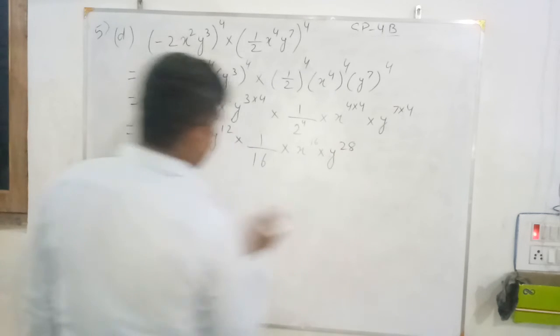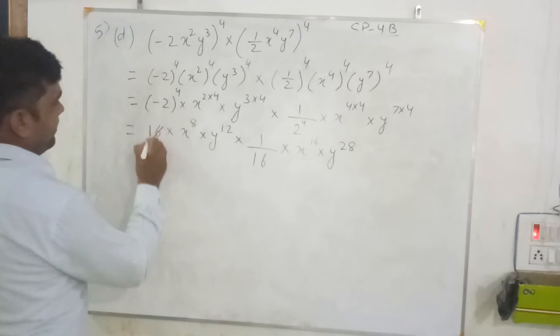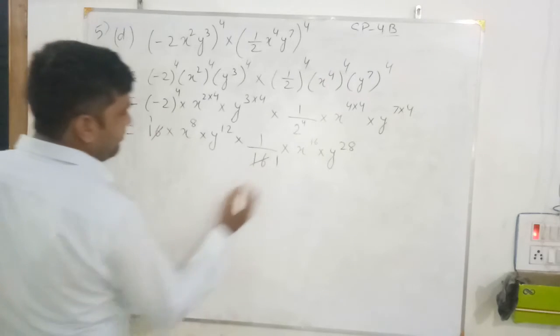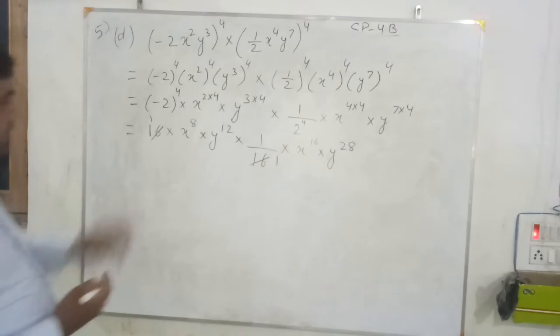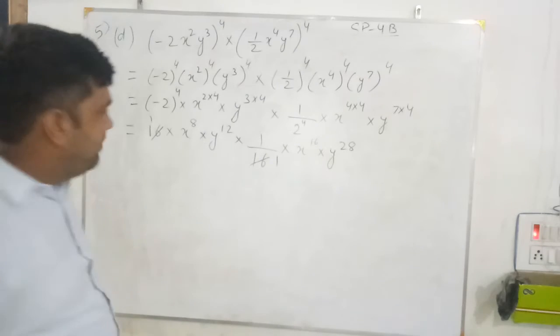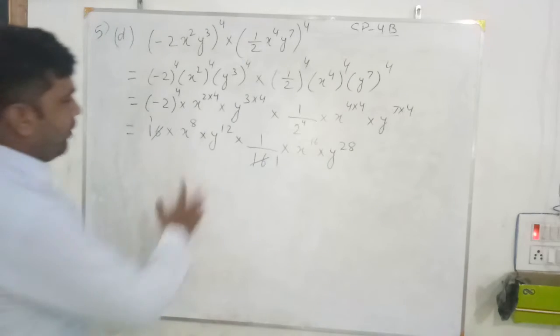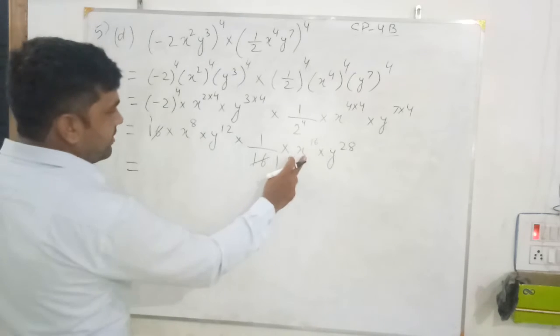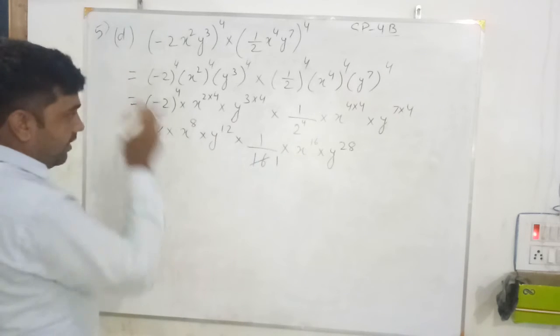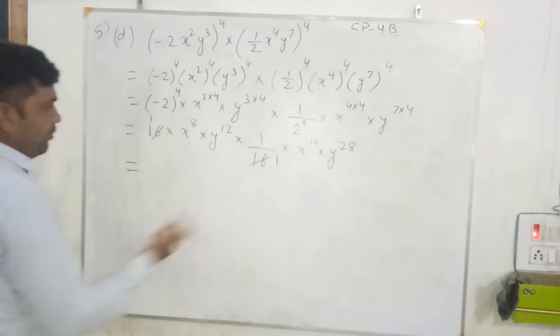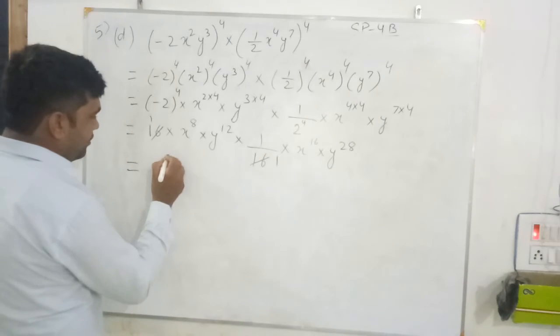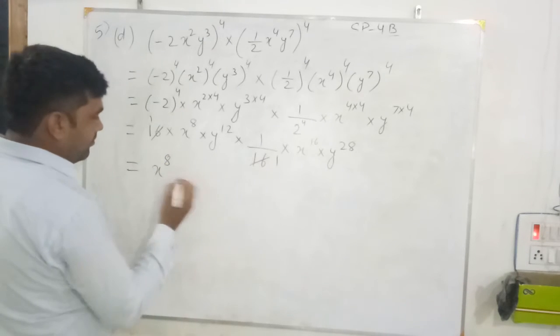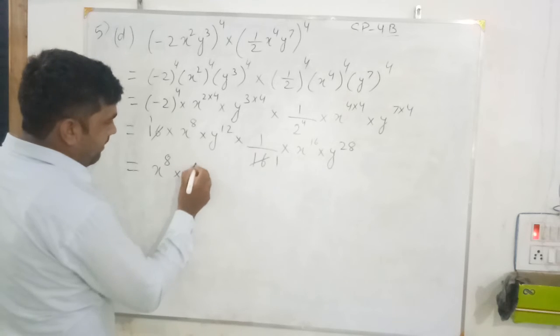Now you can see this 16 is cancelled with this 16 one time, because this is at the numerator place and this is at the denominator place. That is cancelled. Now what you have found here: x to the power 8 and x to the power 16, both are multiplied and the base is same. So now you can arrange it: x to the power 8 into x to the power 16.